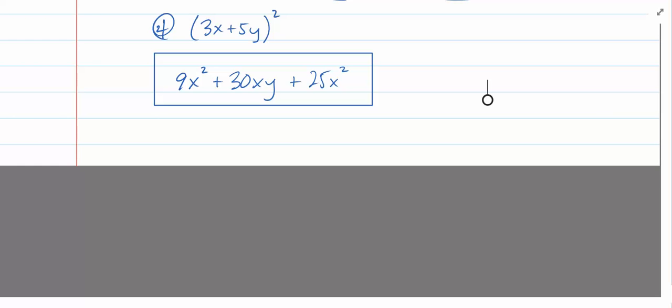Your result should be 9x squared plus 30xy plus 25x. I'm sorry, I wrote the wrong variable here. 25y squared, since our original problem had a y in the second position of the variable.